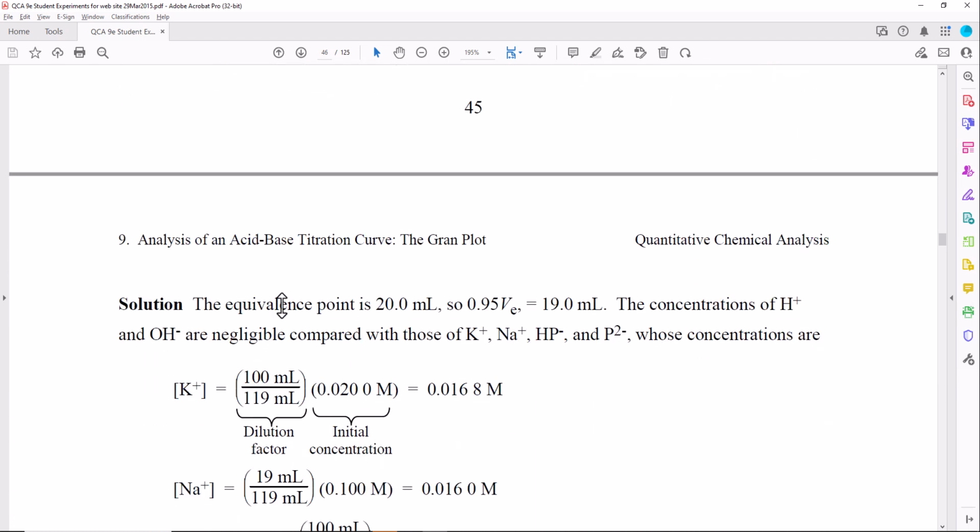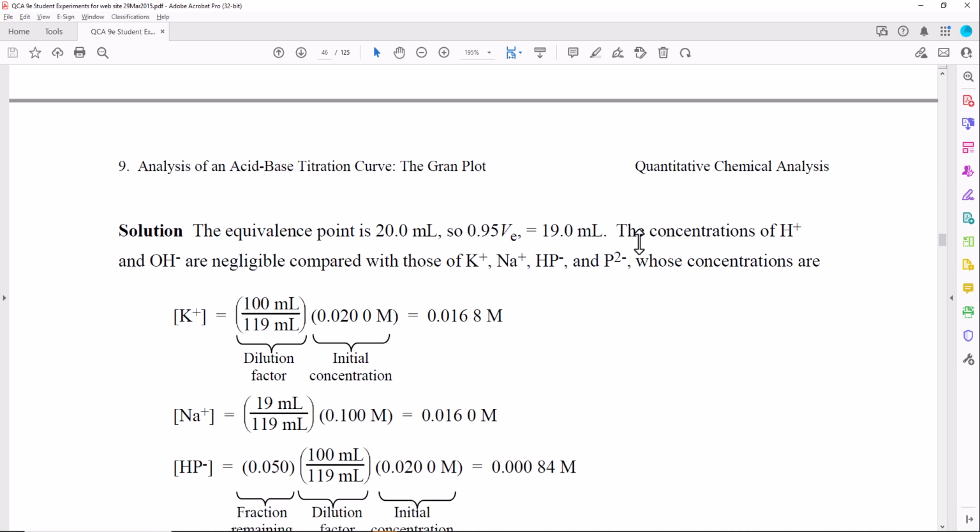And in this case, they say the equivalence point is exactly 20 milliliters, right? So we have a different equivalence point. So 0.95 VE is 19, but we've already calculated what that is for us. So it does tell us that the concentrations of H plus and OH minus are negligible compared with those of K plus, Na plus, HP minus, and P2 minus. So what does all that mean?